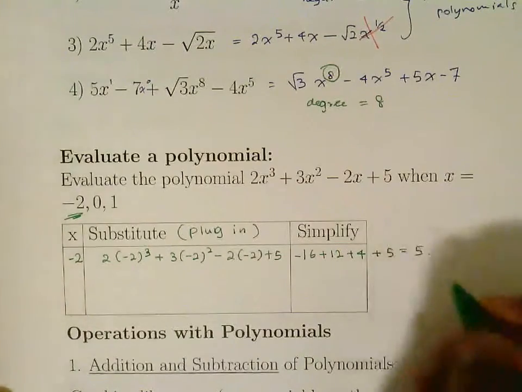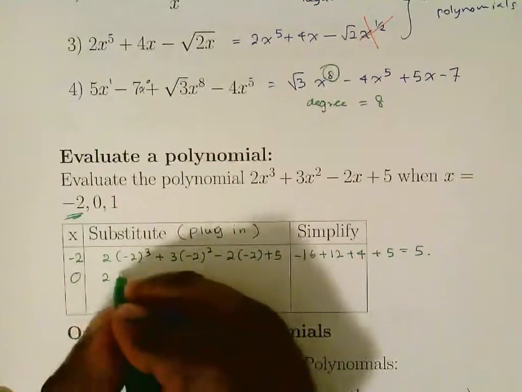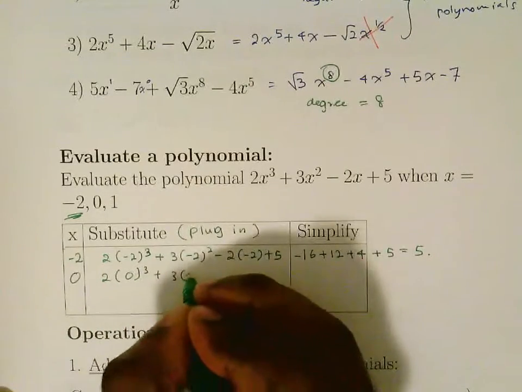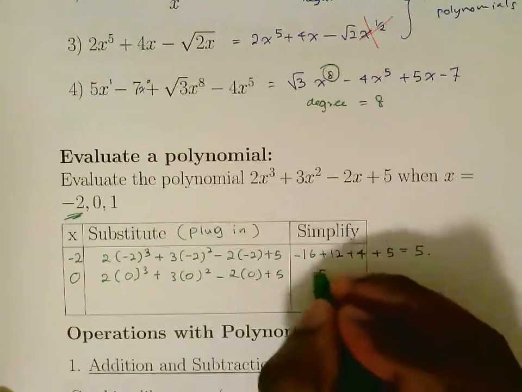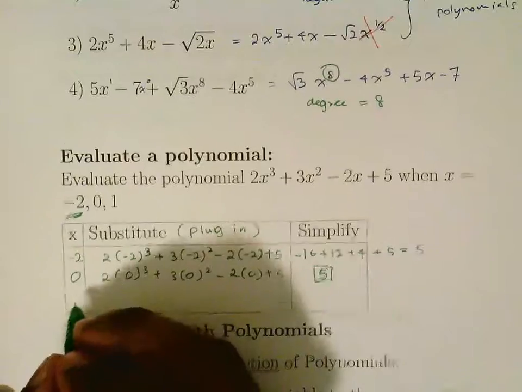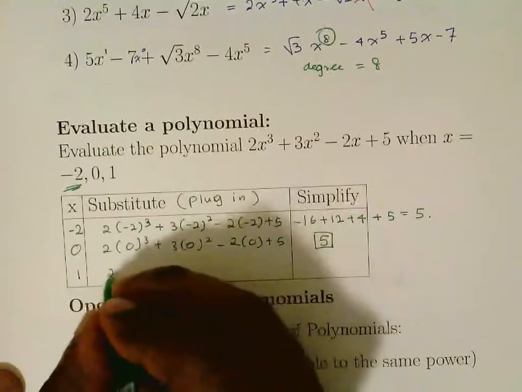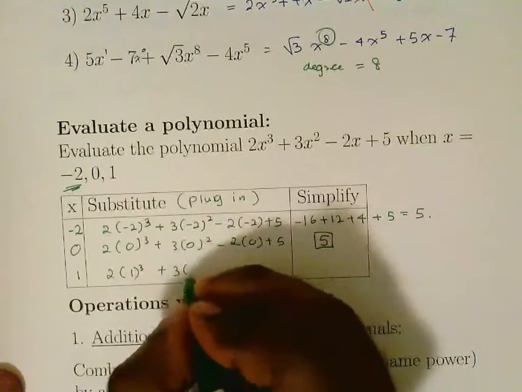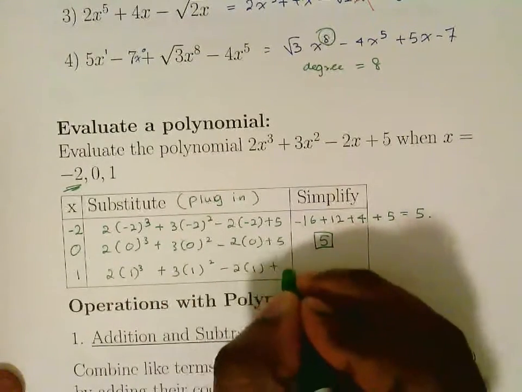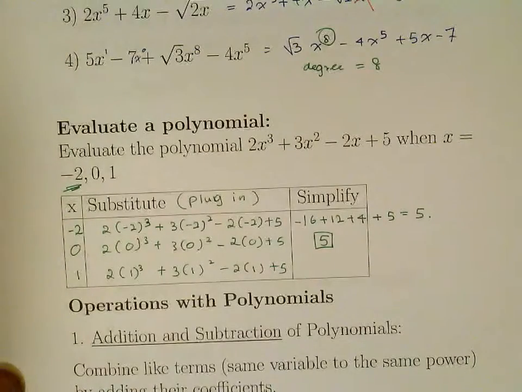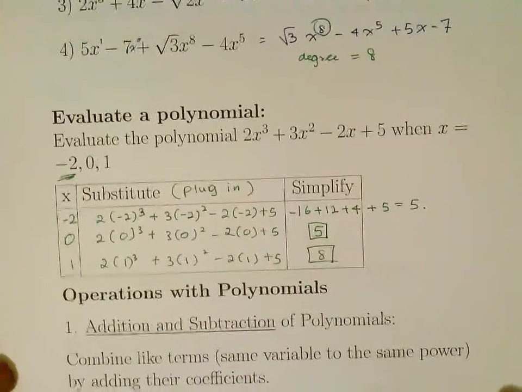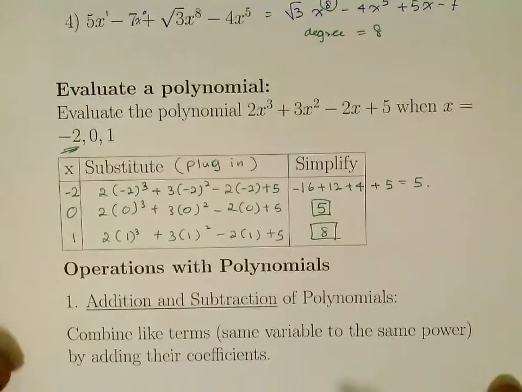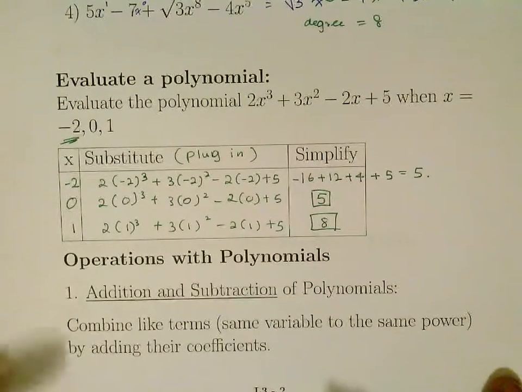That is 5. And you plug in 0. You get 2 times 0 cubed plus 3 times 0 squared minus 2 times 0 plus 5. That's 5 again. And last, let's plug in 1. So you get 2 times 1 cubed plus 3 times 1 squared minus 2 times 1 plus 5. That's 8. So quite straightforward. You can simply plug in any values. All you need is to know how to add and multiply those numbers.